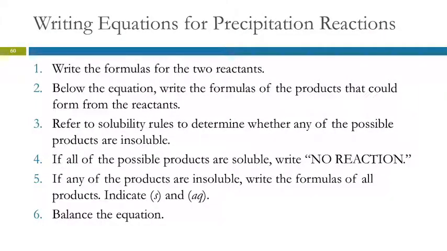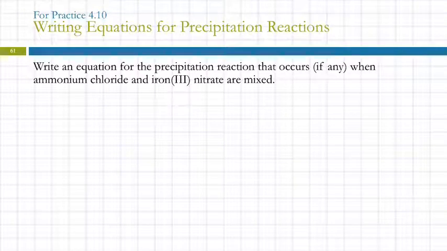Well, sometimes it's nice to have a list of directions. So this is a list of directions for writing equations for precipitation reactions. Start with the formulas for the two reactants, and then look at how those ions could be paired up differently. Refer to the solubility rules. If all the possible products are soluble, then you just write no reaction. If any of them are insoluble, then you need to write the formulas for all the products, put their state symbols, and balance the equation. Let's do some examples.